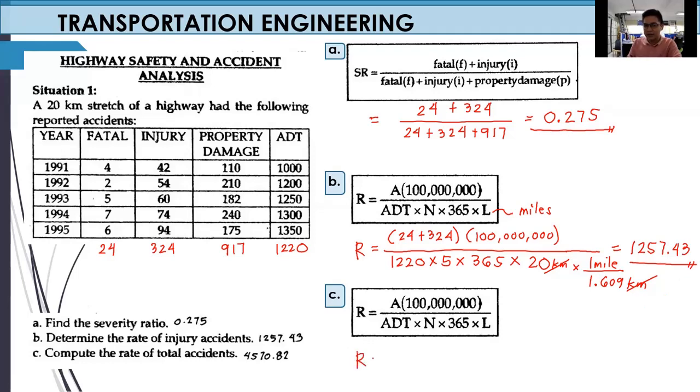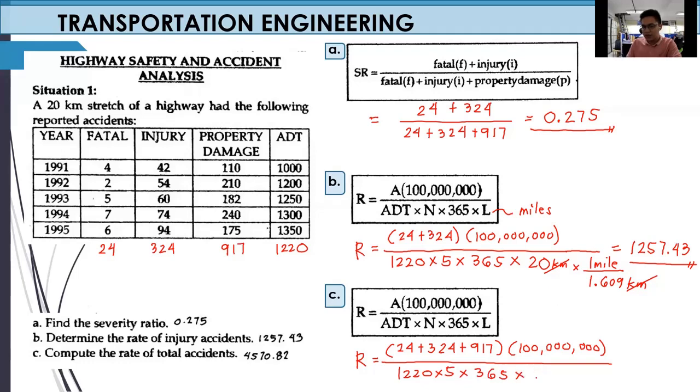How about this one? Yung kaibahan lang nila, class, is i-include lang daw natin yung property damage. So, lahat ng accident or total accident yung dapat bilangin natin. So, sa inyong lahat yung nasa itaas, idagdag lang po natin si property damage. Plus 917 100 million divided by 1220 multiplied by 5, that's our N, 365 times L. Same pa din kanina, no?